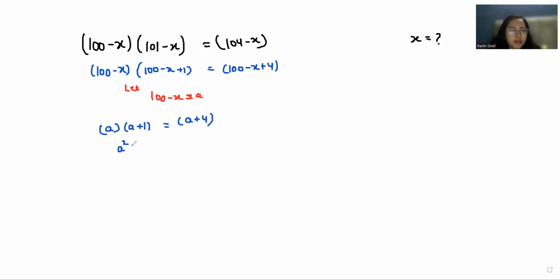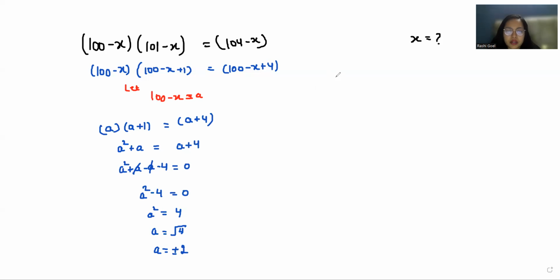So a squared plus a is equal to a plus 4. So a squared plus a minus a minus 4 is equal to 0. So we can cancel out. So a squared minus 4 is equal to 0. a squared is equal to 4. a is equal to square root of 4. So the value of a is plus minus 2.